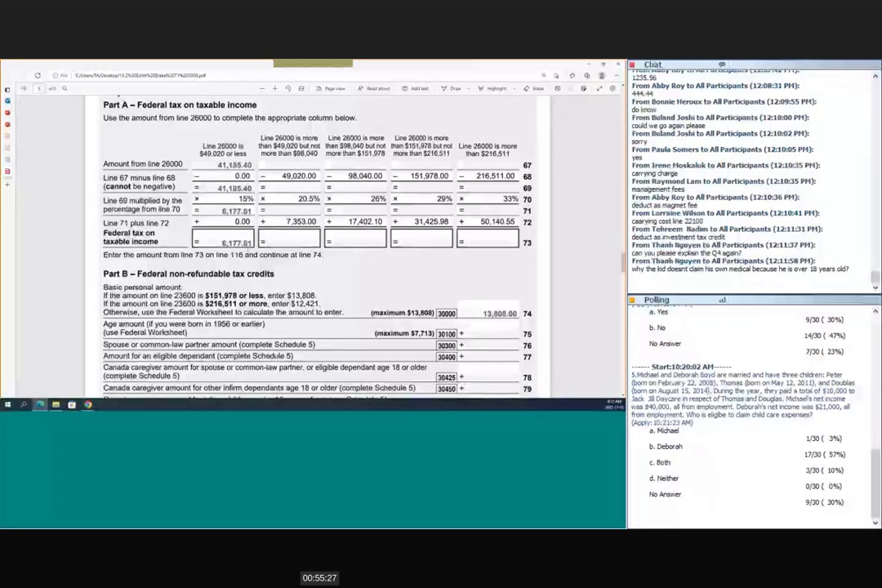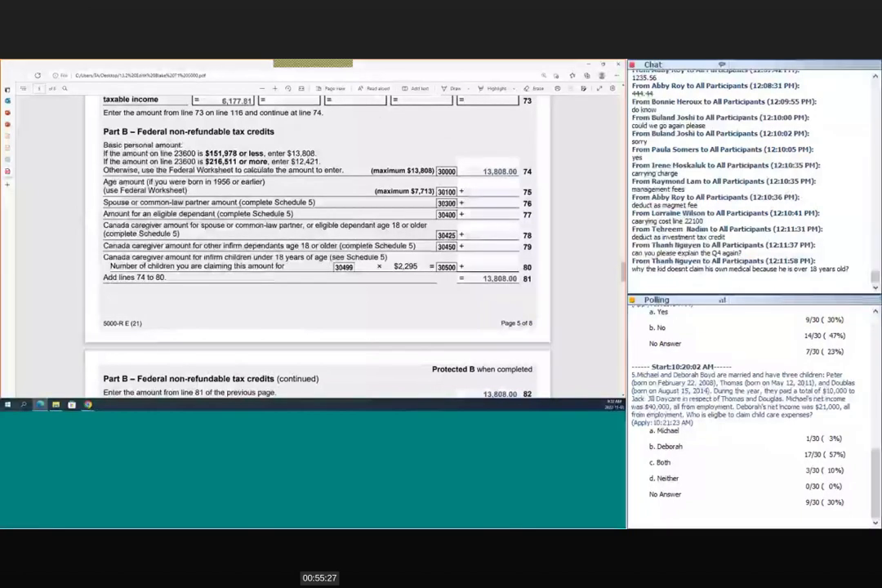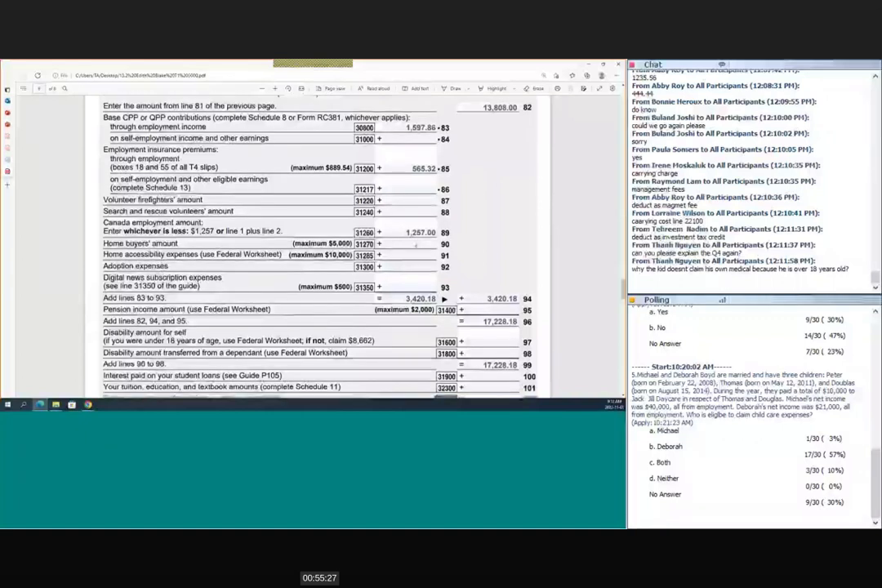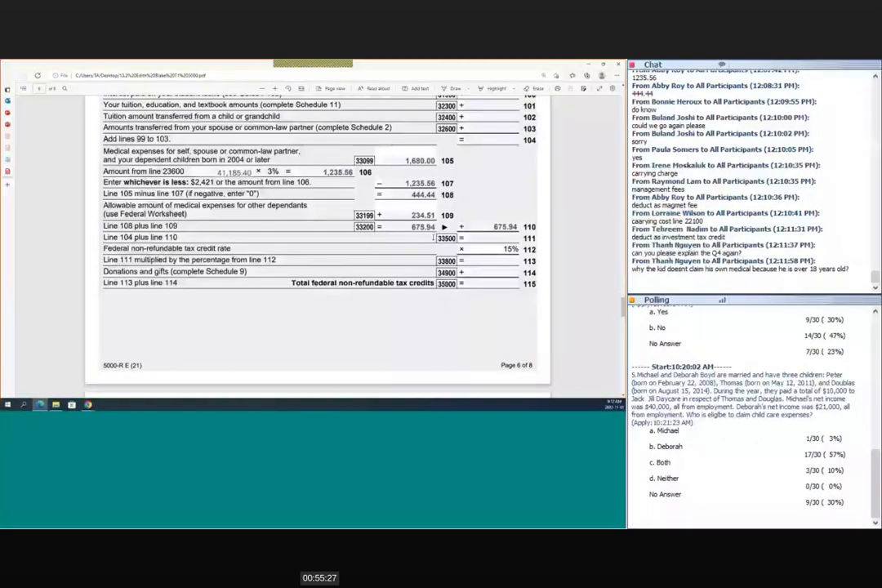I did calculate her tax. It's not relevant. We're not going to have to answer that. So she can claim her personal amount. Then she has her CPP, EI, and Canada employment amount. Now we're going to go to her medical expenses. Medical expenses are claimed for self, spouse, and dependent children born in 2004 or later. This is why we cannot put her son's medical expenses here, because he was born in 1998. So this is from her box 85 under T4.